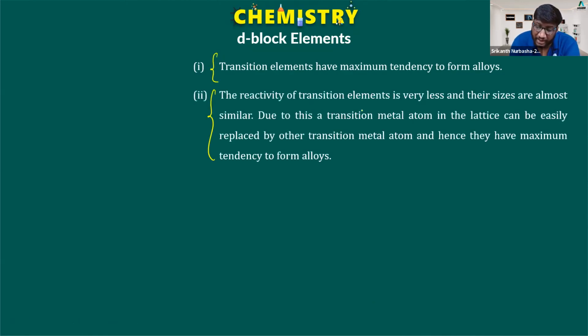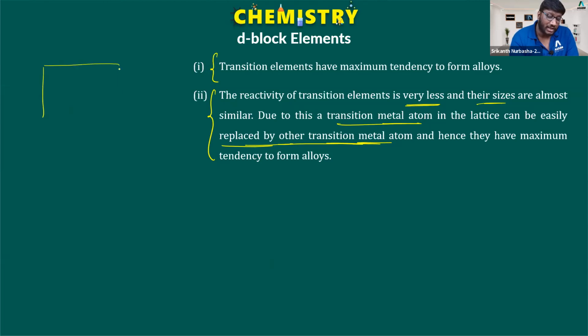The reactivity of transition elements is very less and their sizes are almost similar. Due to that, a transition metal atom in a lattice can be easily replaced by another transition metal atom. If you remember from solid state, you may ask, sir, why are you always relating to solid state? Because all these d block elements are metals, they have different crystal lattice sites, so they have different crystal structures. So we have to relate to solid state only.